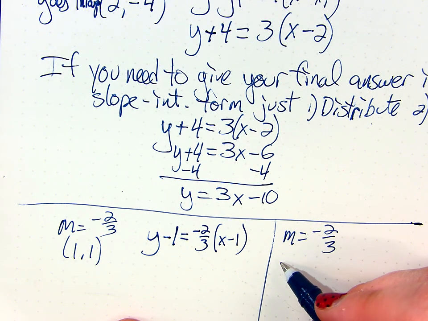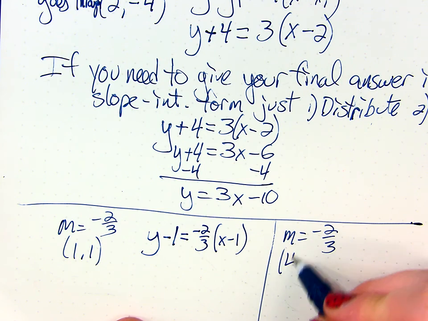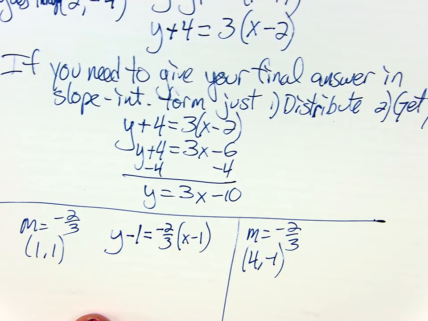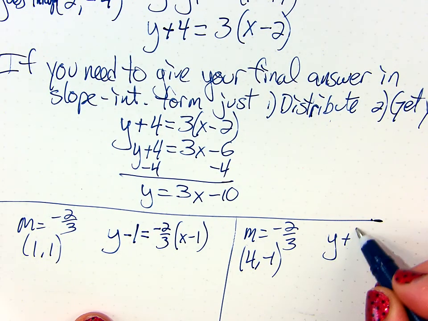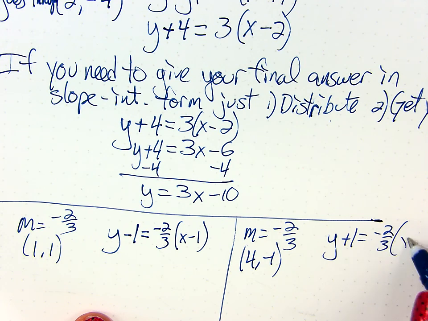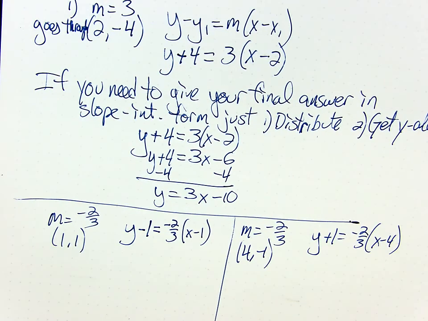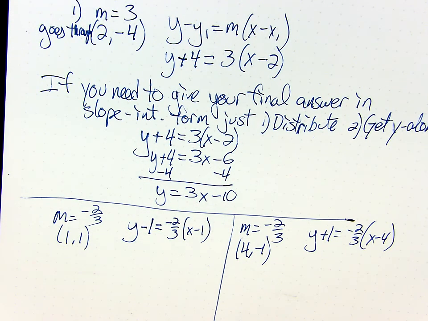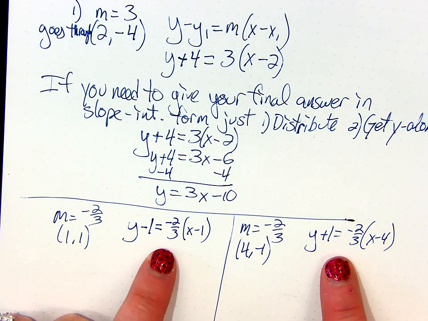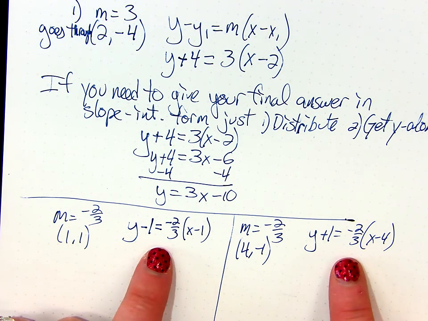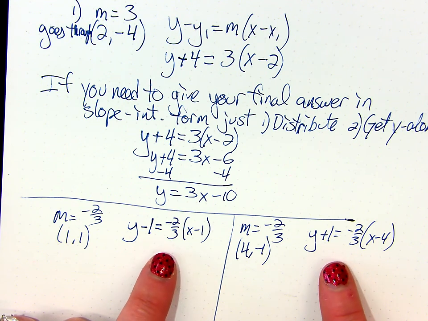But if they had picked the point 4, -1, their equation would have looked like this. So who's right? Because they don't look the same. They have the same slope, sure, but the rest of it looks different. They're both right. And even if they had picked another point that wasn't one of these two, as long as it's on that line, it doesn't matter. They're both right.